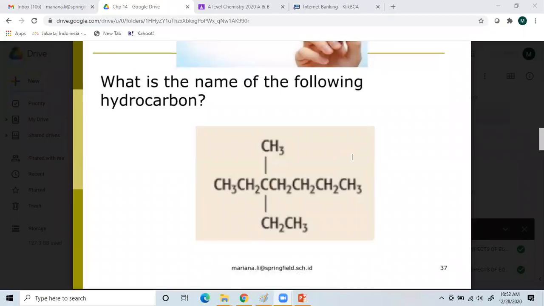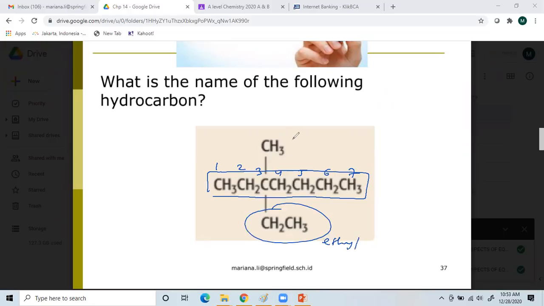What is the name for the following hydrocarbon? First, find the longest chain, which one? Give numbers, I will choose from left to right, since the branches have the lowest number. This is ethyl, this is methyl, alphabetical order. So 3-ethyl, and then 3-methyl, longest chain, 7 carbons, heptane. Yes, 3-ethyl-3-methylheptane.